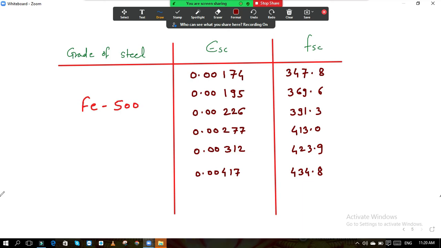So again, the things remain the same. If your Xu is less than Xu max and your Mu is less than Mu limiting, your section is under reinforced. You will use the formula Mu is equal to Tu into Z. Similarly, if your section is balanced, that is Xu is equal to Xu max and Mu is equal to Mu limiting, then your moment will be Mu is equal to Cu into Z.